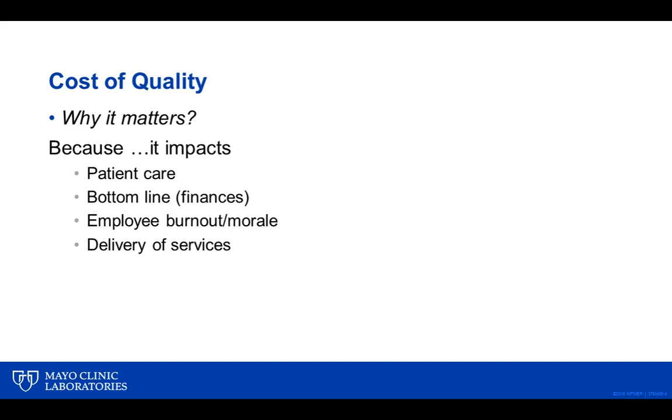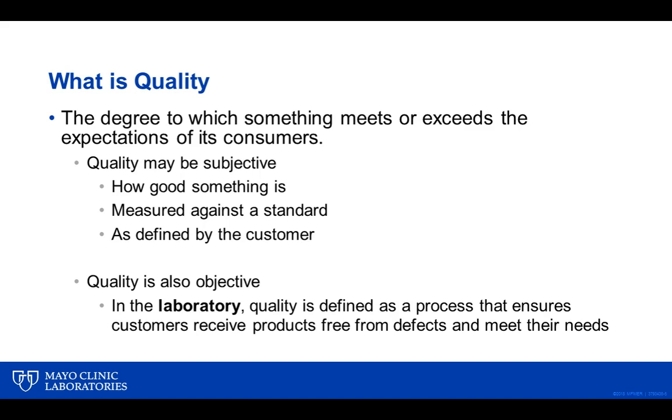So this also affects our delivery of service overall, because we don't have a good process that allows us to deliver results right the first time. So cost of quality has a very direct impact on some of these items that you see on the screen: the patient care, the finances, employee burnout, as well as the delivery of service. So we're talking about cost of quality, so now it begs the question, what is quality?